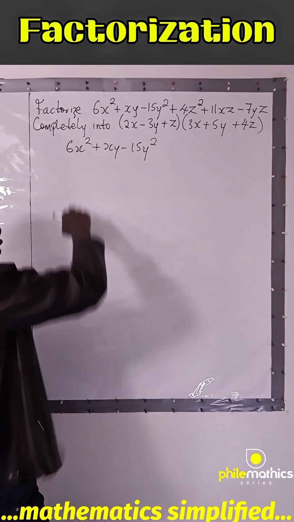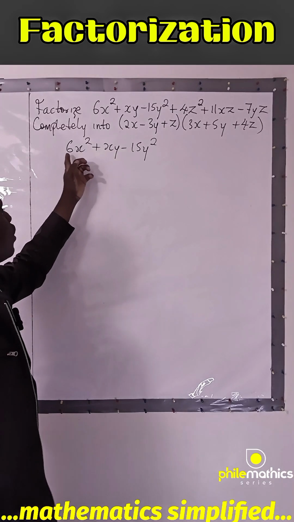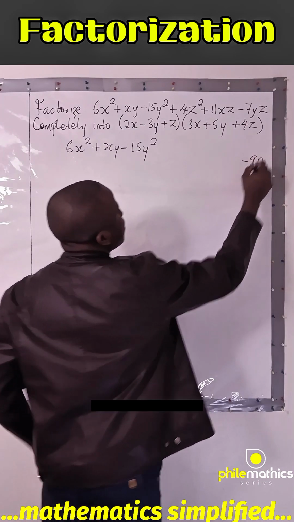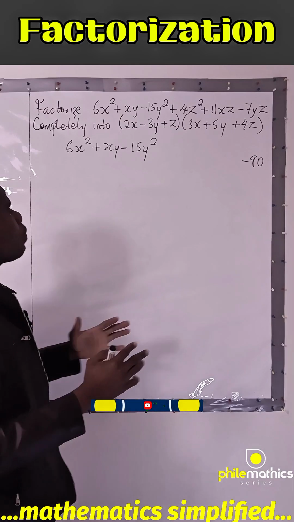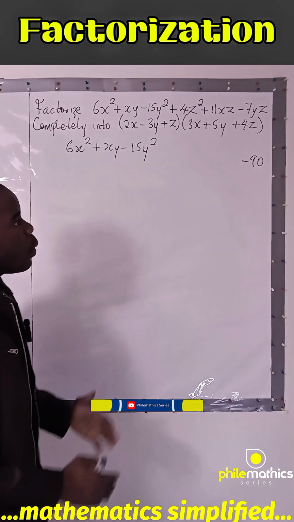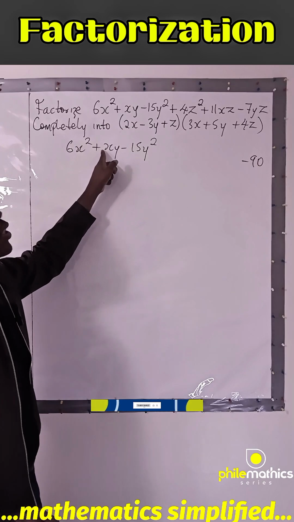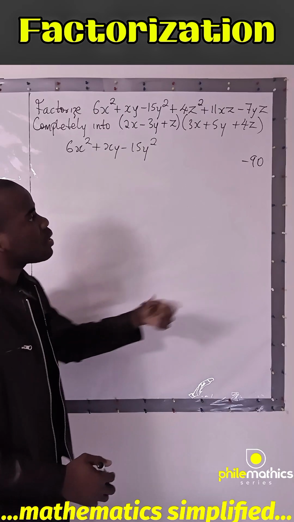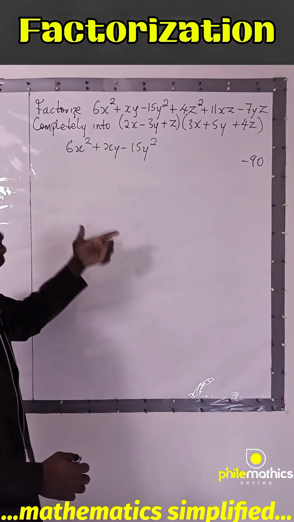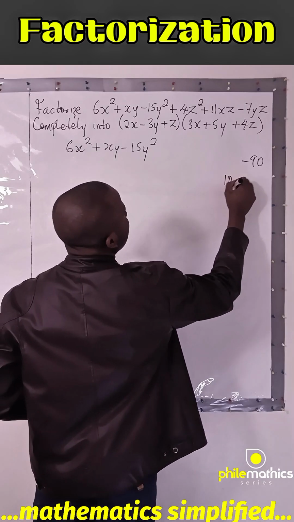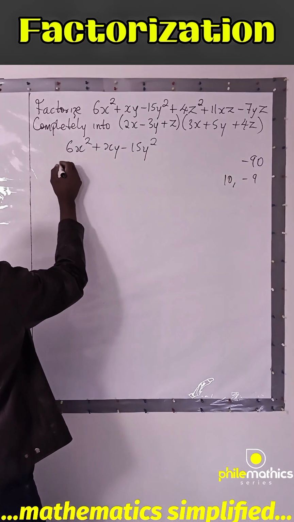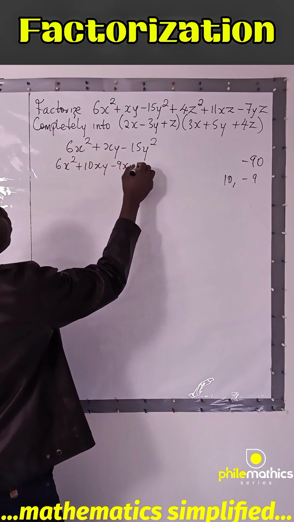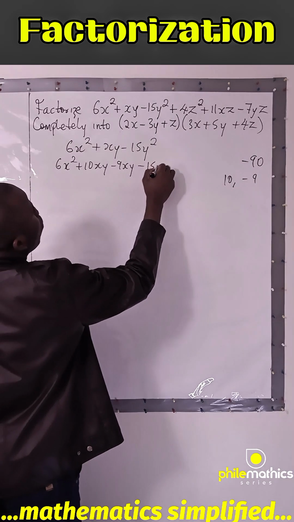Since there's a coefficient in front of x squared, we multiply the coefficient with this. 6 times minus 15 is minus 90. Now we look for two numbers such that when we multiply them, we get minus 90, and when we add them, we get the coefficient of xy, which is 1. The two numbers that come to mind are 10 and minus 9, because 10 times minus 9 is minus 90, and 10 minus 9 is 1. So in place of xy, we'll have 6x squared plus 10xy minus 9xy minus 15y squared.